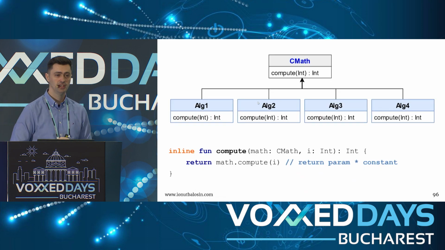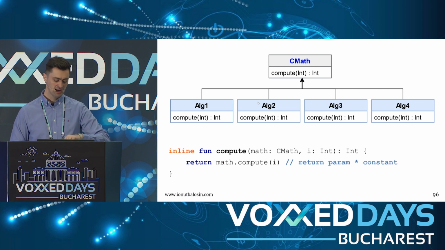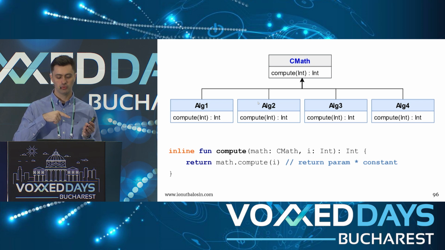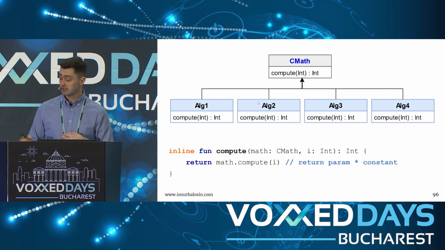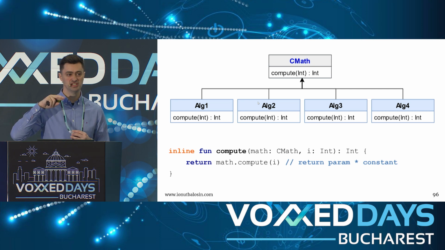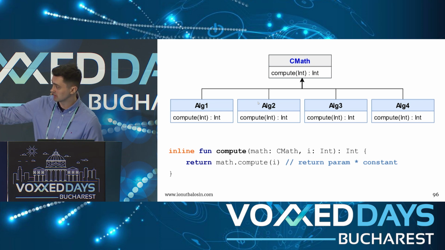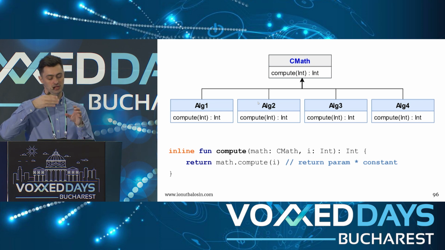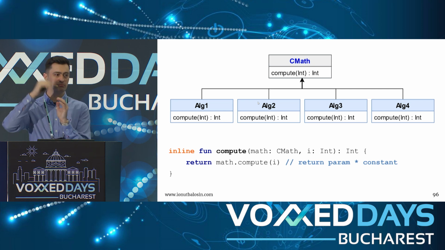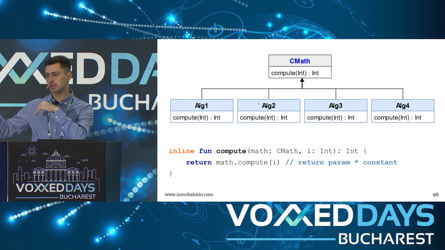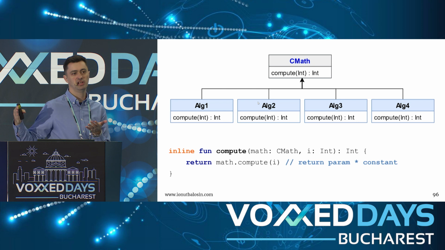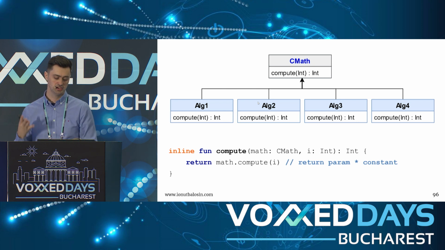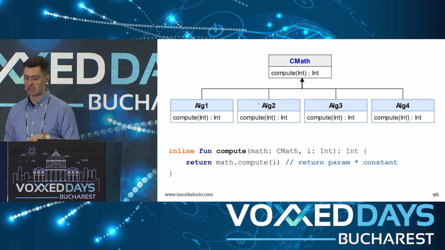Suppose you have this hierarchy of polymorphic classes. You have a base class, which is a CMAT, and you have 4 implementations, ELG1, 2, 3, 4. It's a synthetic example anyway. And then you have a method which is inlined. It's called inline fun compute, which can receive actually the base, the CMAT, but during the runtime it receives any implementation actually, right? So it can receive during the runtime every possible implementation. So in essence, it could receive ELG1, 2, 3, and 4.